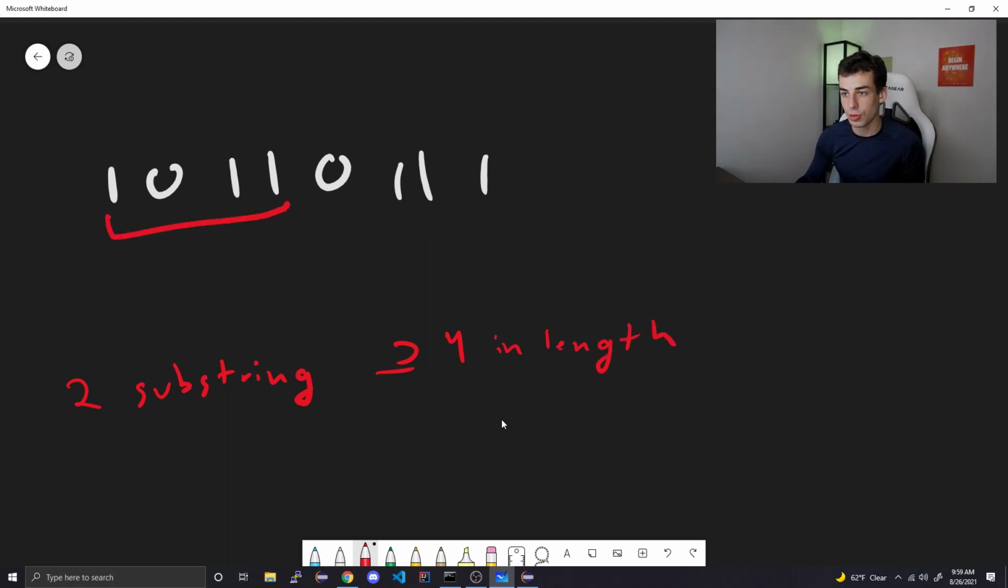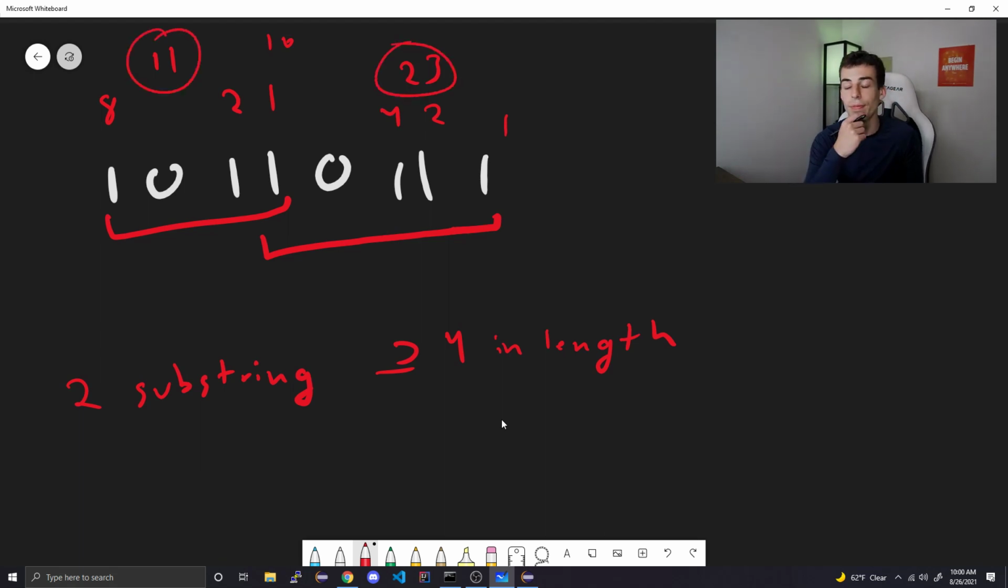So maybe you pick this substring here, and then you pick this substring here. Maybe this one here. So you have one of length 4, one of length 5. In this case, if you read these as decimal numbers, this number here will be 1 plus 2 plus 8, which is equal to 11. And this number will be 1 plus 2 plus 4 plus 16, which is 23. So in this case, it isn't true, but what you would want is 11 to be a factor of 23.